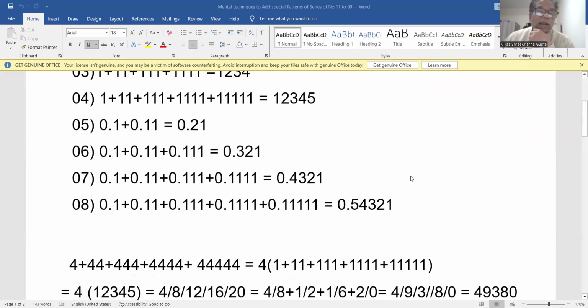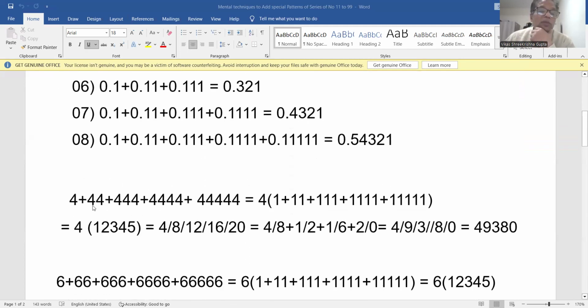Now suppose you have to add these numbers: 4 plus double 4 plus triple 4 plus 4 4 4 4 and then 4 repeated 5 times. You have to add this number. If you go by the school method, you will write them down and then add them. It is like a cumbersome thing. But I will show you how I will add using a special technique in just a fraction of a second.